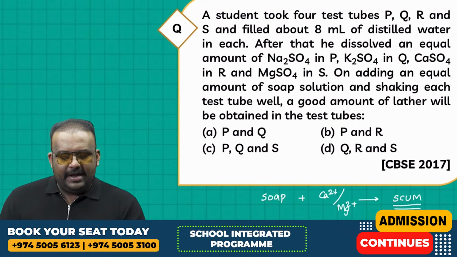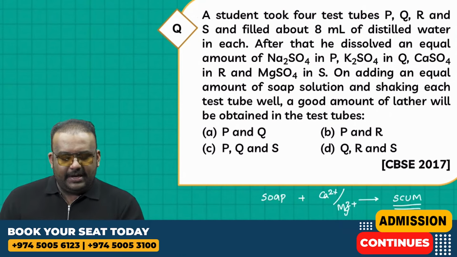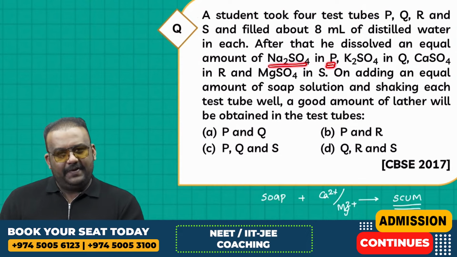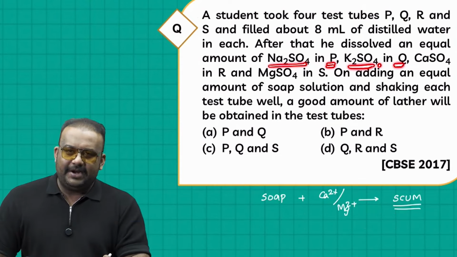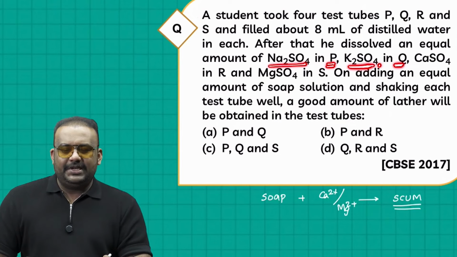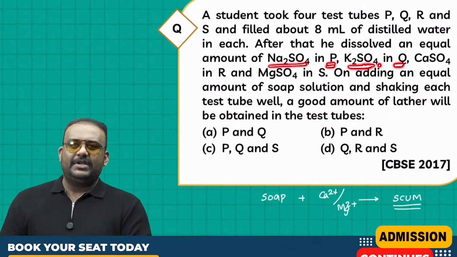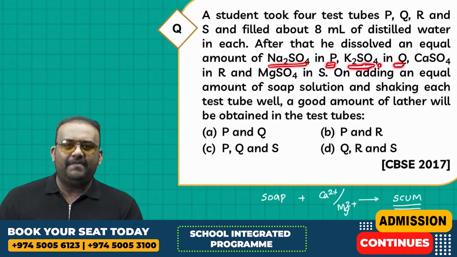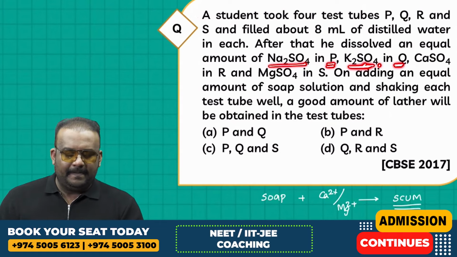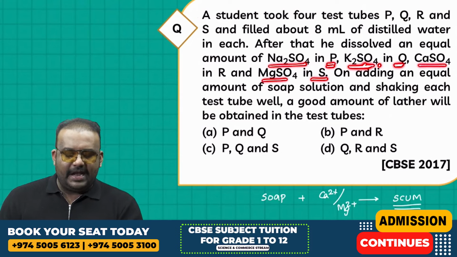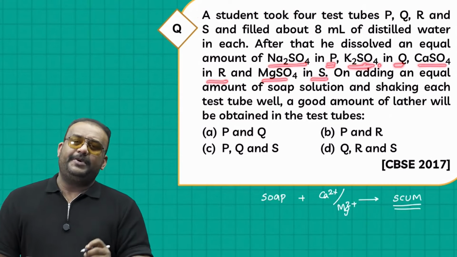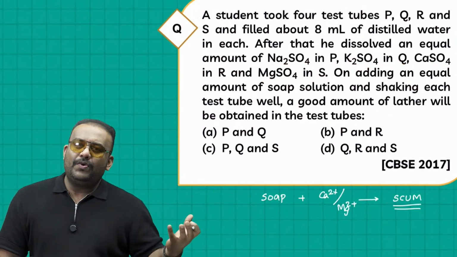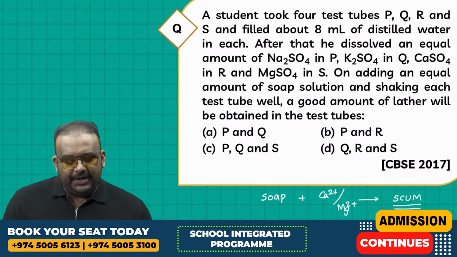So you can see that in the test tube P, sodium sulfate is added. In the test tube Q, potassium sulfate is added. See, in both those test tubes, since they are sodium and potassium salts, soaps will not have any difficulty in forming lather. But the test tubes R and S contain calcium sulfate and magnesium sulfate in them. So this will result in formation of scum, and there will be no lather formation in those two test tubes.